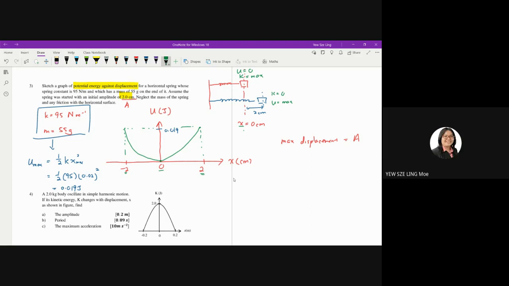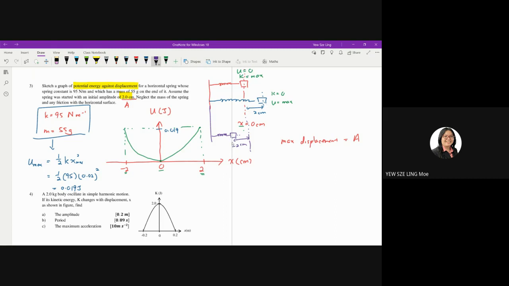Madam, saya still tak faham kenapa waktu x is equal to negative 2, U dia maximum. Oh, dia sama saja konsep dia. Kamu fikirkan, if you compress a spring, let me continue the diagram here. If you compress a spring, at this point it has the most restoring force in it. So di sini adalah negative 2. So negative 2 cm, this is also at its maximum position. Dia sama macam kamu stretch.